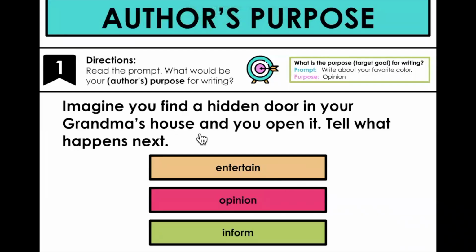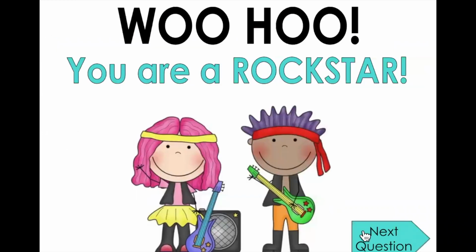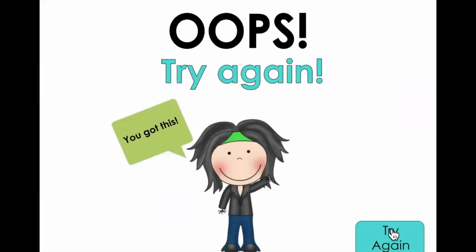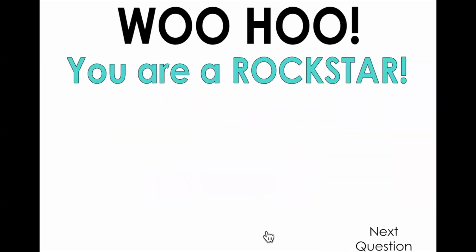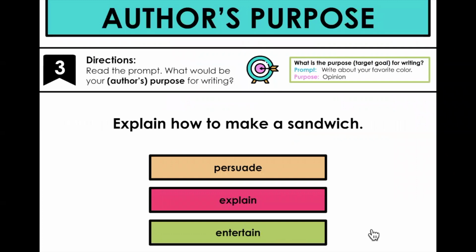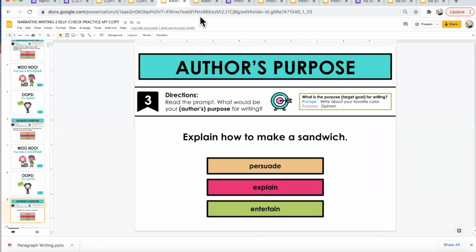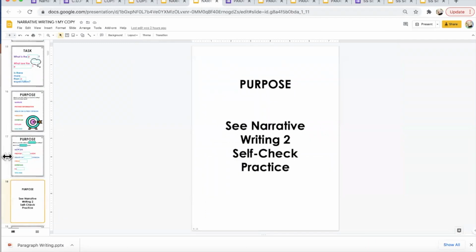You read, you decide what the author's purpose is. That is correct. Describe an amusement park. Oops, that's not right. Am I debating it? No, that's not right. I'm describing it. And then it goes on to the next one. And so it tells you within your narrative writing number 1 where there is extra skills, extra practice in the self-check.